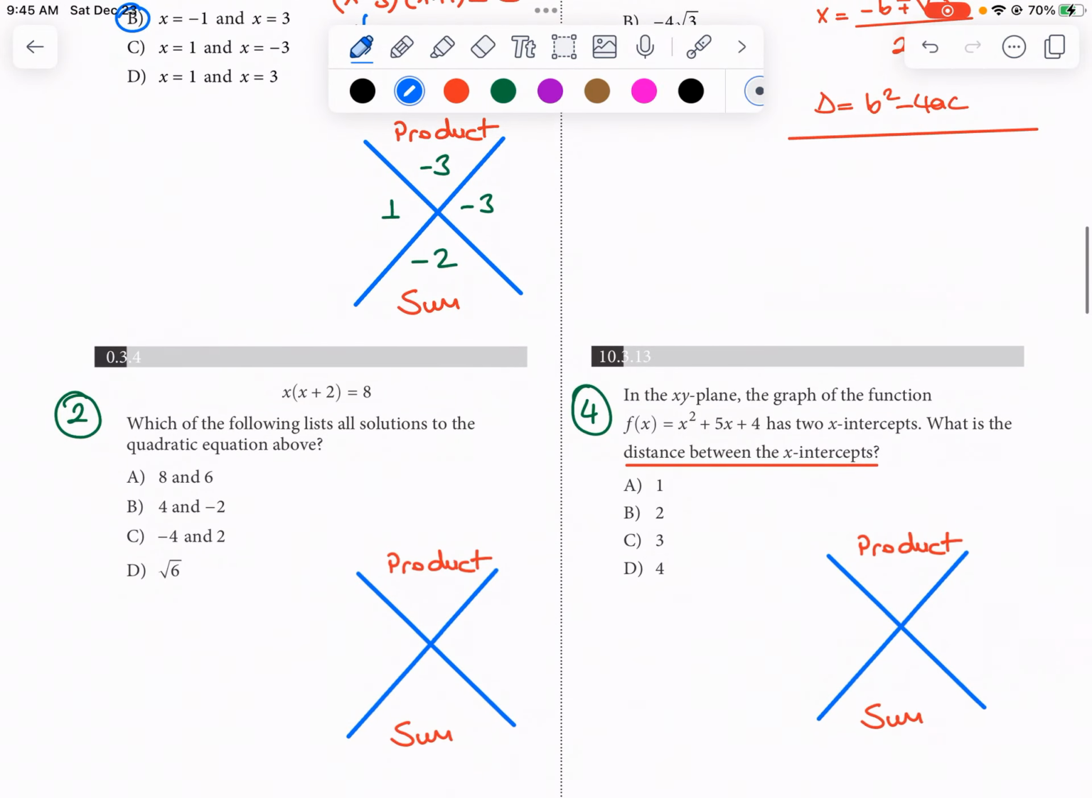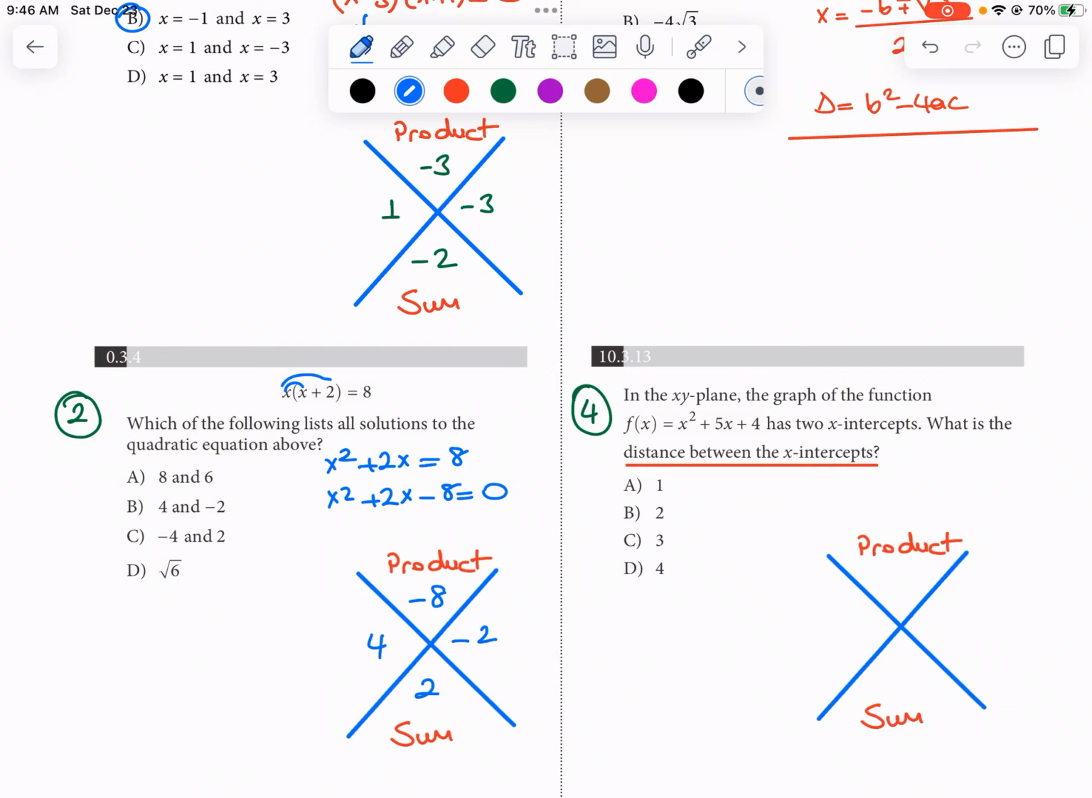Next question, question 2. Okay, we have x times x plus 2 is equal to 8. Which of the following lists all solutions to the quadratic equation above? Okay, first of all, we write it in the standard form. x times x is x squared, and x times 2 is 2x, which is equal to 8. Then x squared plus 2x minus 8 is equal to 0. The product of two numbers is negative 8 and the sum of the two numbers is 2. Okay, so factors of negative 8 that add up to 2. So those two numbers are going to be negative 2 and 4.